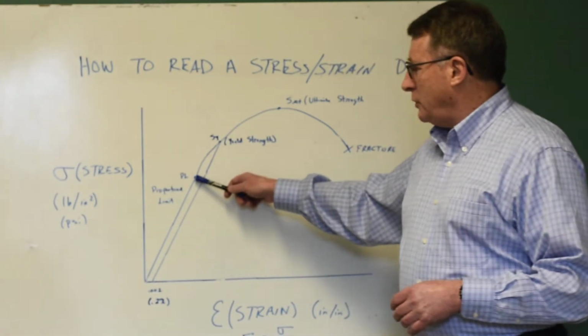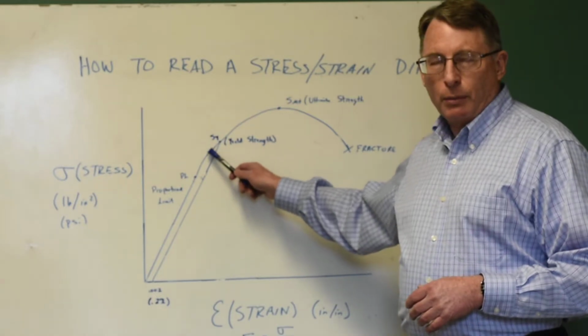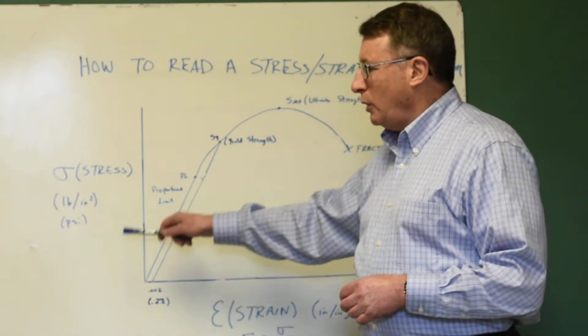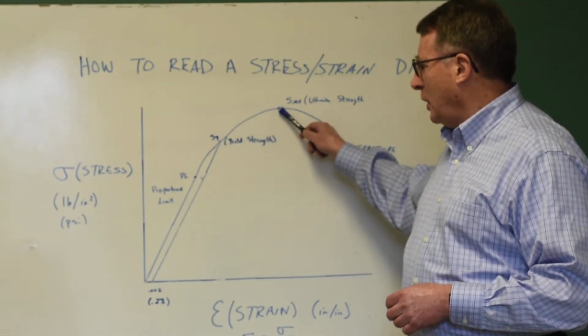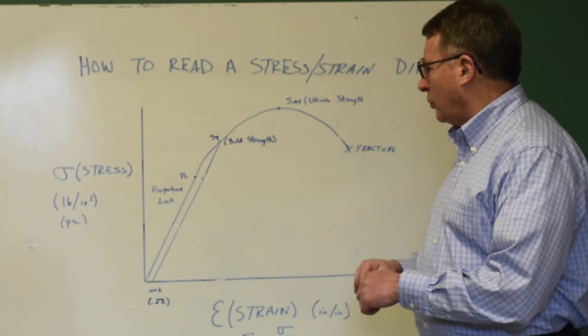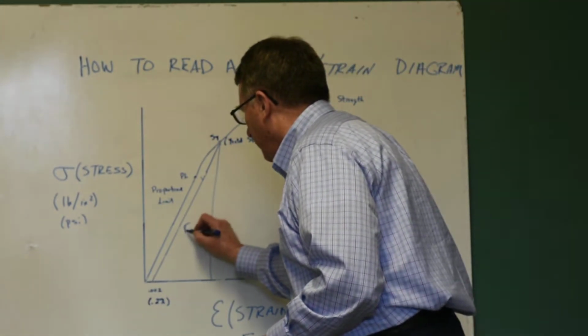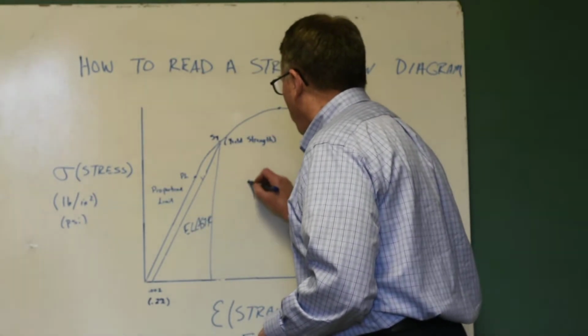Now, in this area, if you would pull all the way up to this yield strength, your material would go back to its original shape. If you go beyond this point of its yield strength, as soon as you pass this, you are in what they call the ductile region. Let me write this in. This is called the elastic area, the elastic, and this is called plastic.